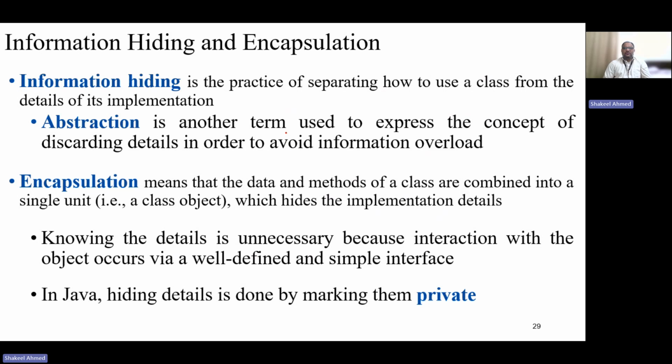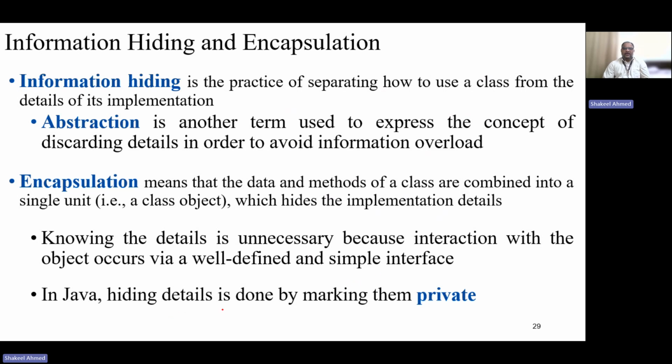There is another concept, which is encapsulation, which we will be discussing more in our week number 11. Encapsulation means the data and the methods of a class are combined into a single unit. What we are doing here is creating a blueprint, right? That blueprint is like a single unit, where you define the data and the methods combined as a class object, which hides the implementation details. Knowing the details is unnecessary because interaction with the objects occurs via a well-defined and simple interface. So the interface needs to be well organized.